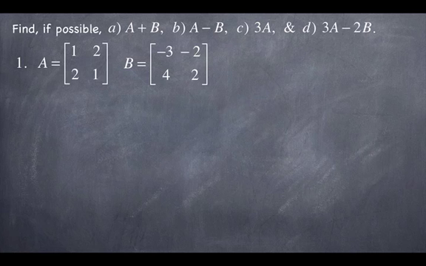So find if possible. There's four parts to problem 1. You need to perform the following operations that you see above here, given that you have matrix A and matrix B, if possible.